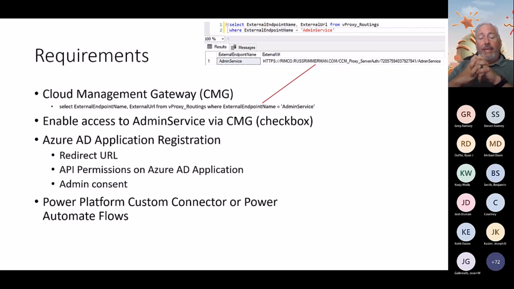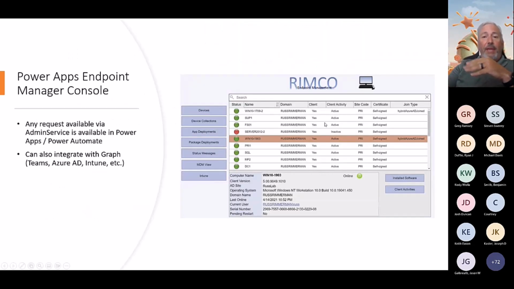And then the next thing is you can, of course, create a Power Platform custom connector, which is usable by both Power Apps and Power Automate. Or you can just make Power Automate workflows handle everything. If you don't want to have a Power App communicating directly to your admin service, you can just have flows kicking those things off.